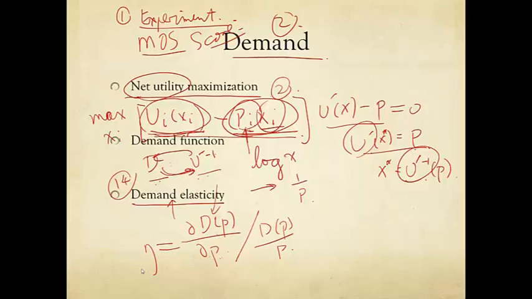Okay. For example, what is eta of the log utility function? We know the demand elasticity is just 1 over p. You plug in this normalized partial derivative against p, and you see that eta is actually exactly 1, which is quite interesting because it's independent of p. Okay.